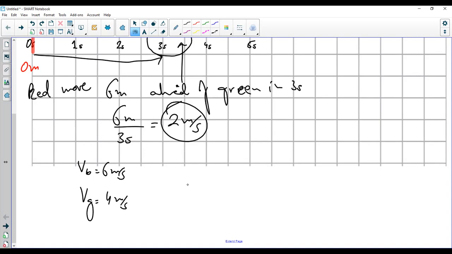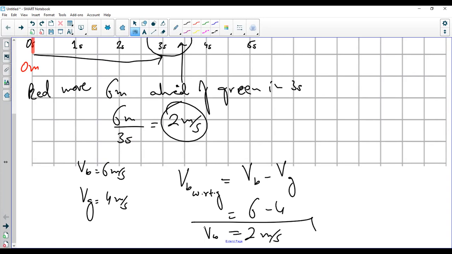So the relative speed of the blue with respect to green is VB minus VG. So that's what you get. 6 minus 4 is 2 meter per second. Got it? So blue is moving 2 meter per second ahead of the green. So this kind of comparison where you subtract one speed from the other is called relative speed. Is it clear?